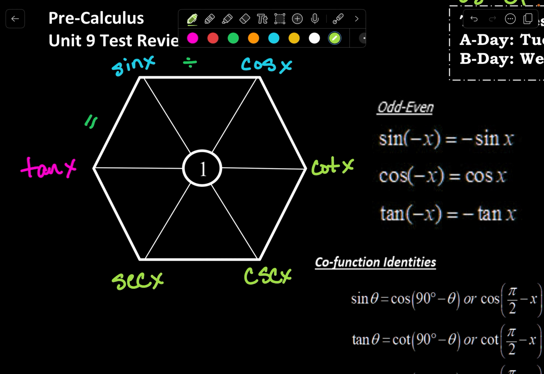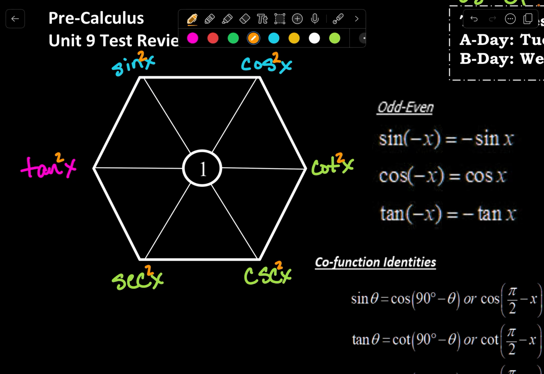Now, another thing you could do is draw a second one of these and make them all squared. Or you could just do it on your original one. I just don't want you to be confused when you're doing reciprocal functions versus Pythagorean functions.